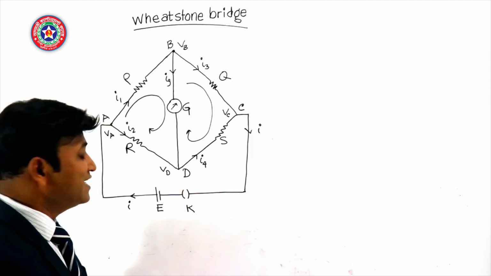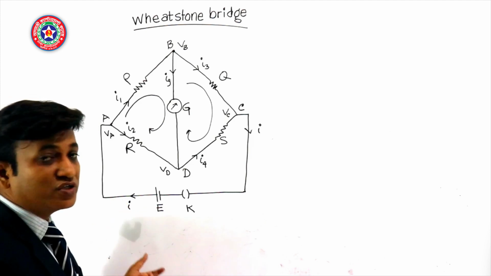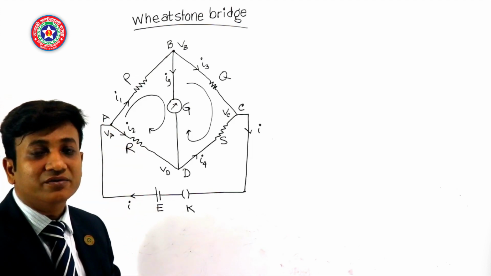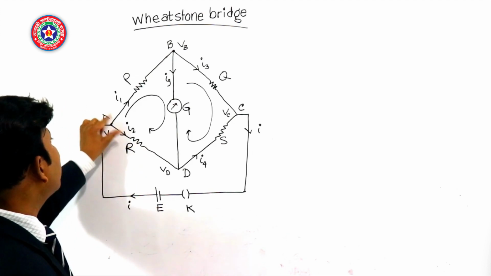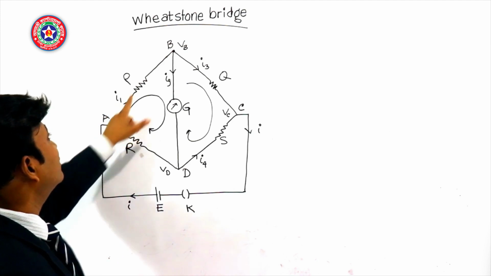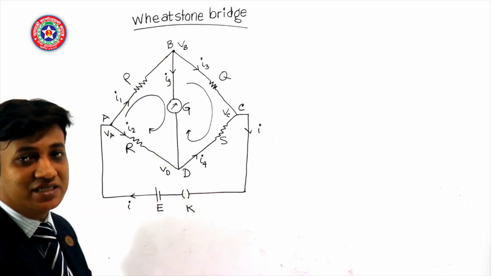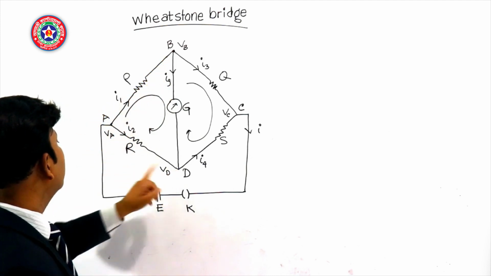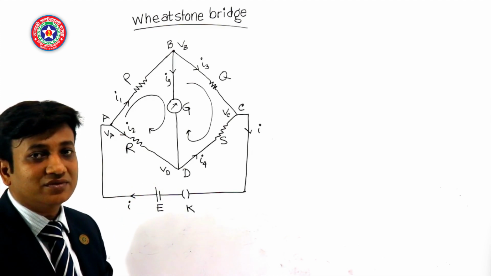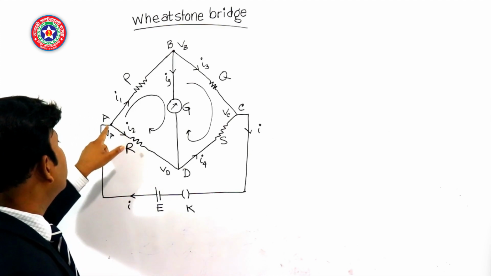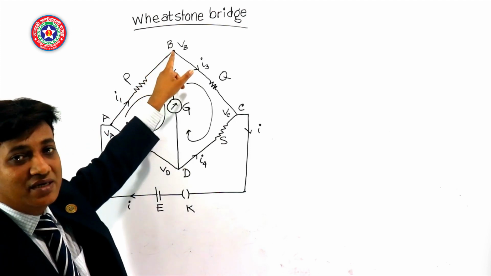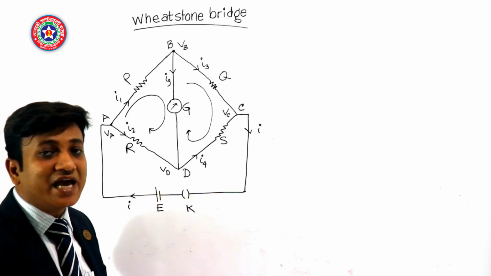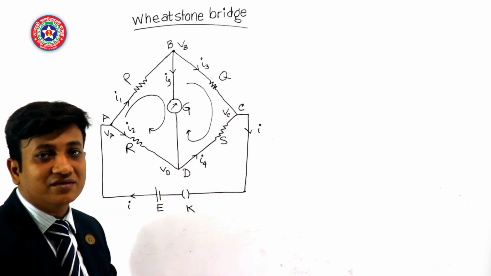When we switch on this key, the main current flows from the cell and comes to point A. When it comes to point A, it is divided into two paths, one along AB and another along AD. We consider that along AB the current is I1 and along AD the current is I2. Here the potential at point A is greater than at point B, the potential at point B is greater than at point D, and the potential at point D is greater than at point C.